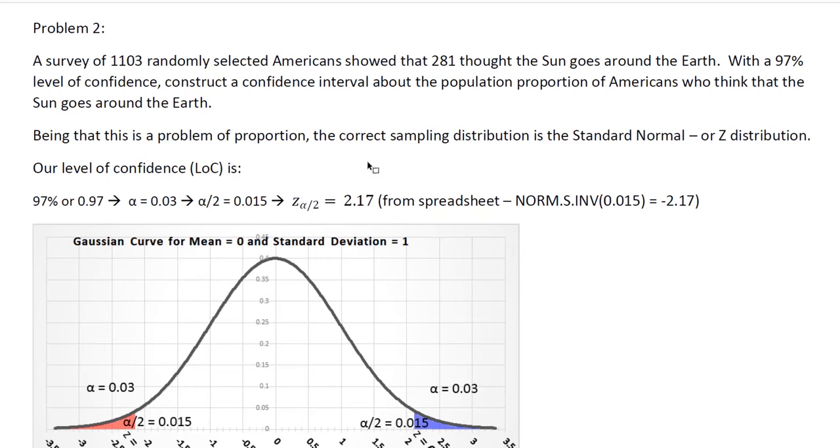Being that this problem is a proportion problem, just like the last one, the correct sampling distribution is the standard normal, or the Z distribution. Our level of confidence is 97%, or 0.97, which implies that our alpha, or error area, is 0.03. Alpha over 2 is 0.015. When we look that up on the spreadsheet, we will get a Z sub alpha over 2 of 2.17.